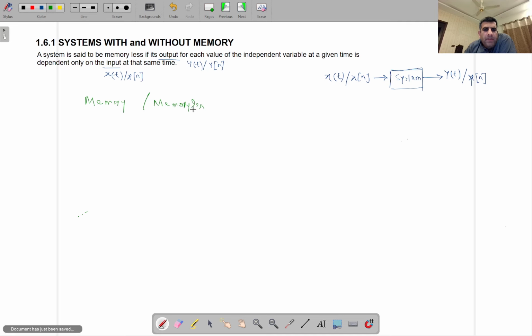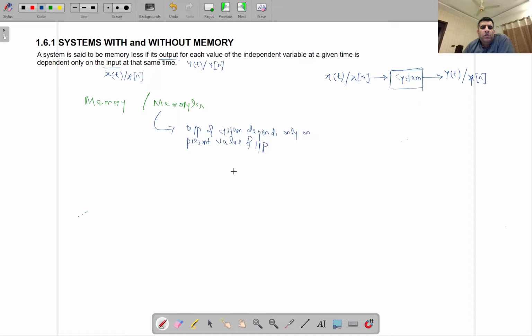A system is considered to be a memoryless system if the output of the system depends only on the present value of the input. So let me write this definition as well. A system is considered to be a memoryless system if output of system depends only on present value of input.